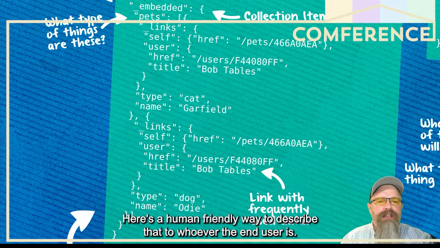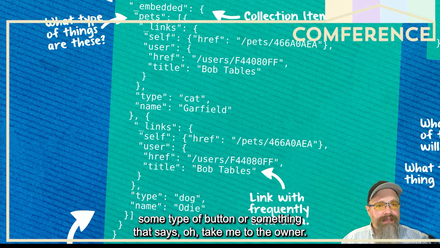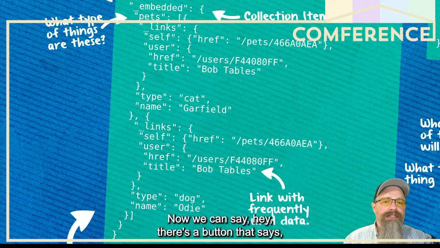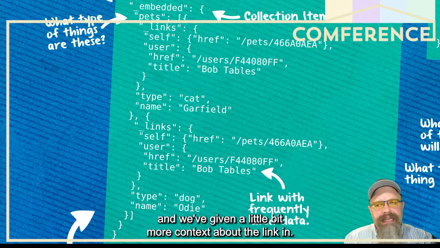Here's a human-friendly way to describe that to whoever the end user is. So instead of just some type of button that says, oh, take me to the owner, now we can say, hey, there's a button that says take me to Bob Tables, because we've put that into the link and we've given a little bit more context about the link.